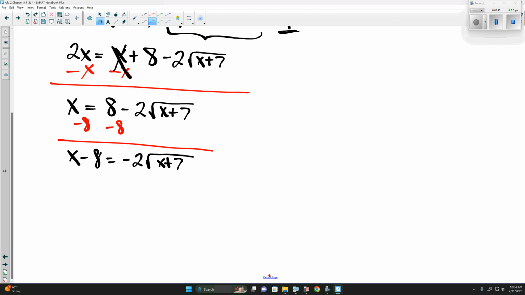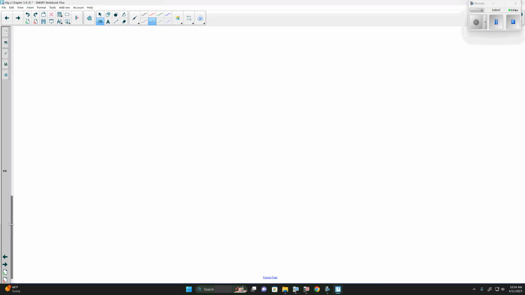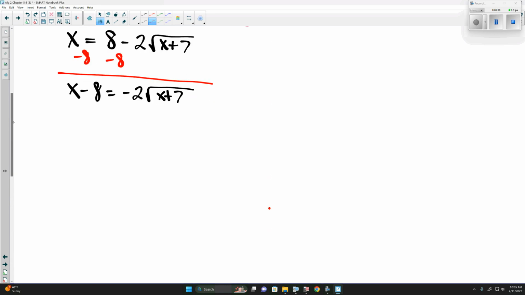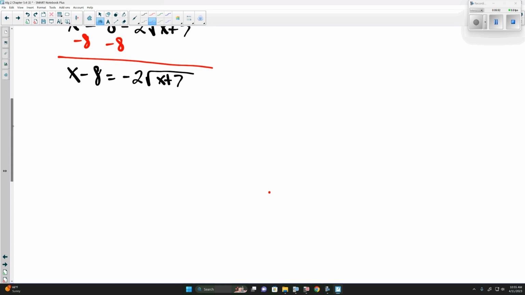Still trying to get the radical by itself. The only thing still left with the radical is the negative 2. Since they're being multiplied together, to undo that we divide both sides by negative 2, which gives us this here. We don't have to worry so much about the 2 being negative because the variable x will take that into account and offset it.